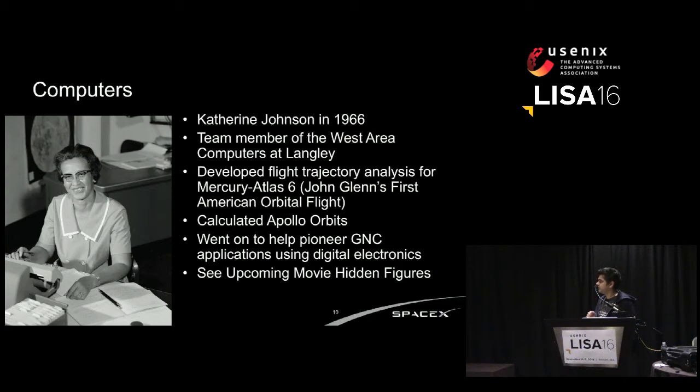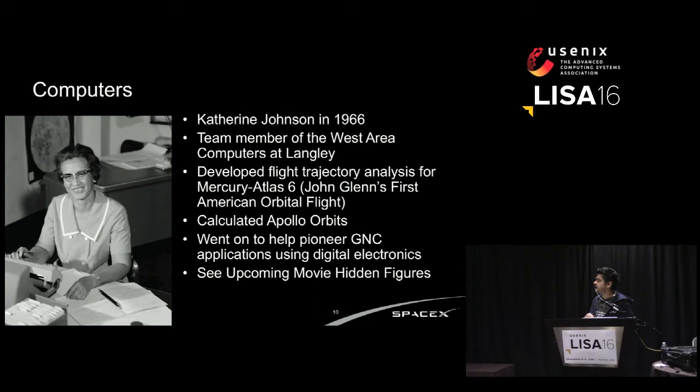So this is Katherine Johnson. She was part of the West Area Computers at Langley, a segregated group of brilliant black female mathematicians. There were other groups of computers at Langley and in NACA and NASA, but Katherine Johnson is of particular note because she was very well known for her speed and her accuracy, so much so that John Glenn demanded that she be the one to calculate his orbit on Mercury Atlas 6, his first orbital flight.